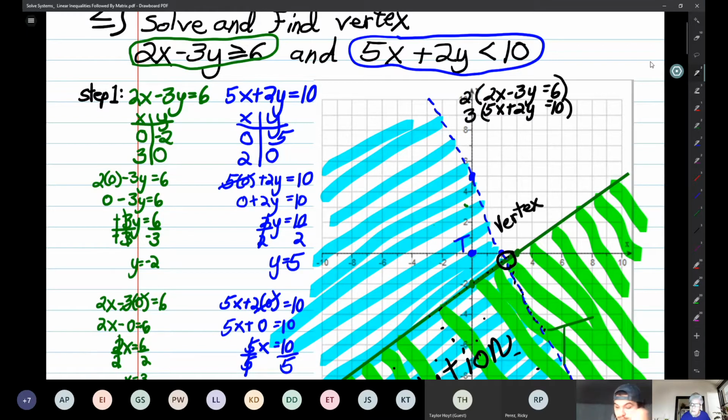And when I multiply all the numbers in this line, you have to do all the numbers. I'll get 4x minus 6y equals 2 times 6 is 12. And 3 times 5x, that's 15x, plus 6y, equals 3 times 10 is 30.